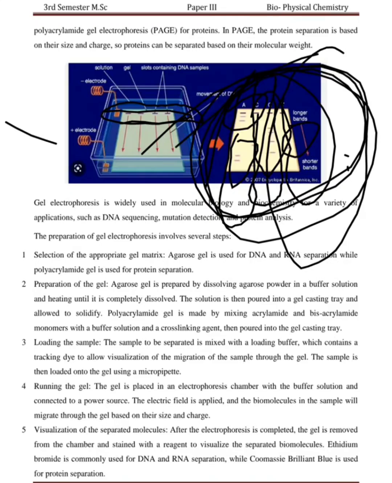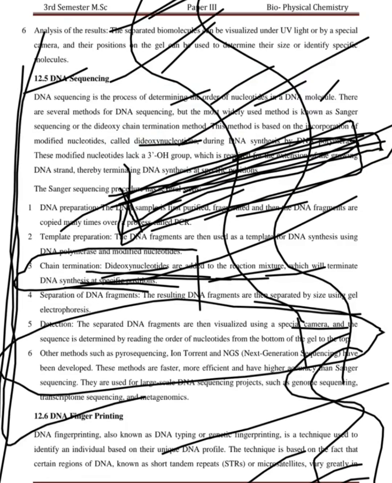And the other method here is used generally for large-scale DNA sequencing projects, such as DNA sequencing, transcriptome sequencing, and metagenomics. So this is for DNA sequencing. Next is DNA fingerprinting.